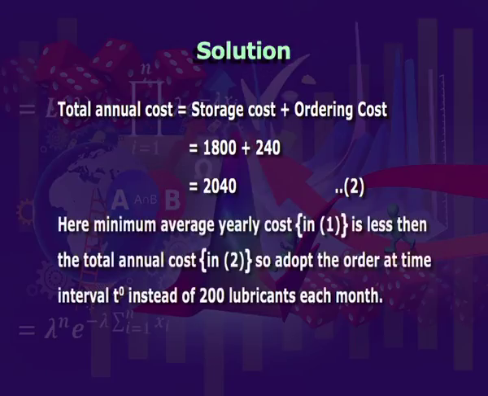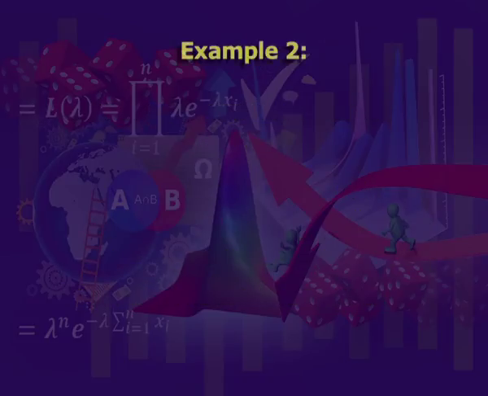Here, minimum average yearly cost in result 1 is less than the total annual cost given in result 2. So, adopt the order at time interval T0 instead of 200 lubricants each month. Let us see example 2.